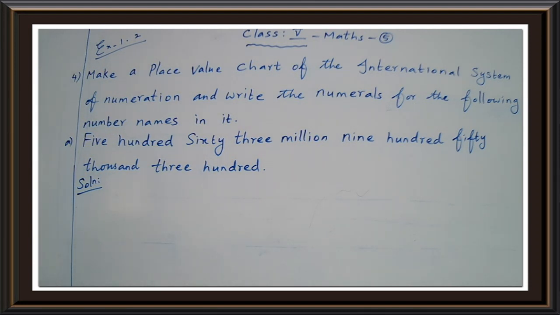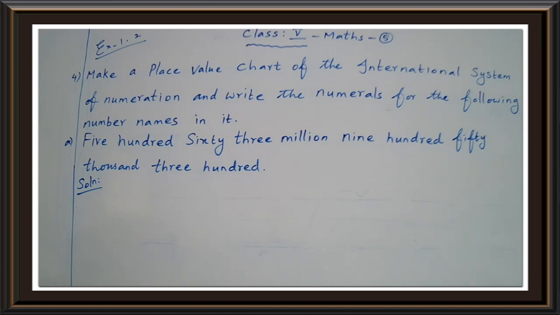Okay, listen carefully. In the previous class, we studied the international system of numeration. Now let us recall it. Listen carefully. In the international place value chart, we start from the right as ones place and then proceed to the left as tens, hundreds, thousands, ten thousands, hundred thousands, million, ten million, hundred million and so on.